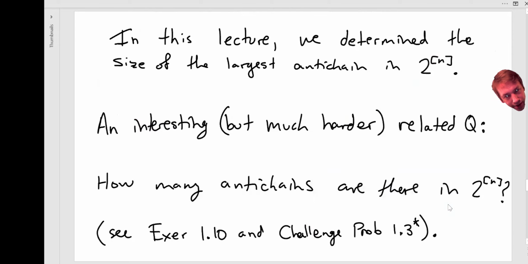So, what else did I want to say? Oh, this is just a fun thing. So we determined the size of the biggest antichain. A very interesting problem is to understand how many antichains there are. That's also a very challenging problem. And I think something related to this is on the bonus problems.